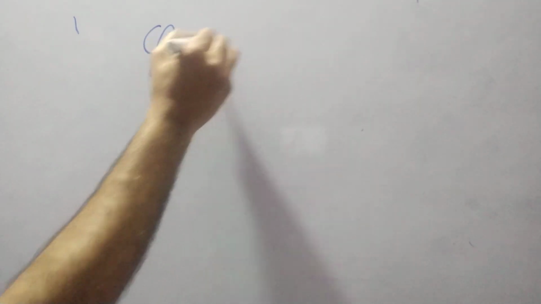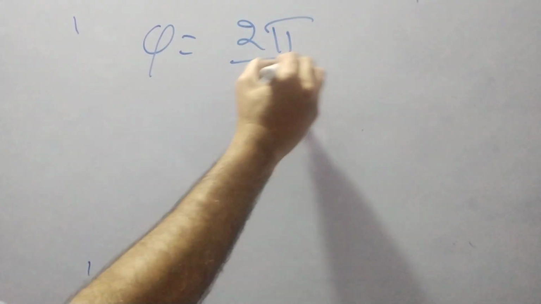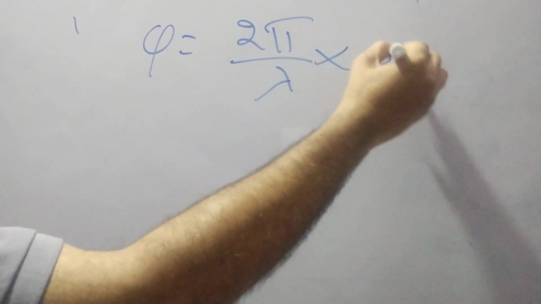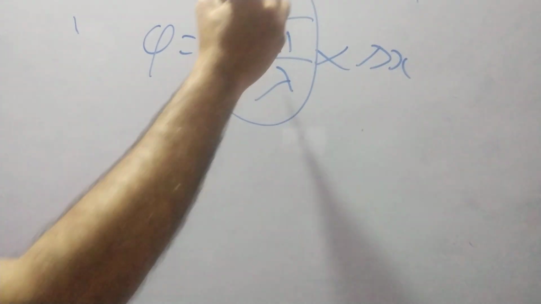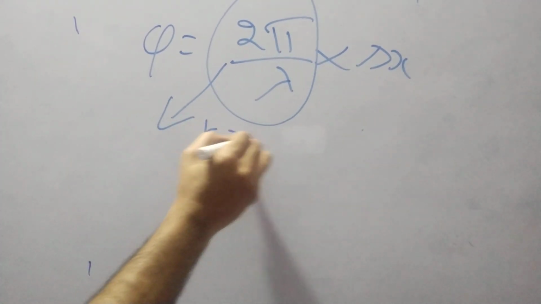Now you can remember this one. This is a very important formula here: phi equals 2 pi by lambda into delta x. So this k is known as the wave number.